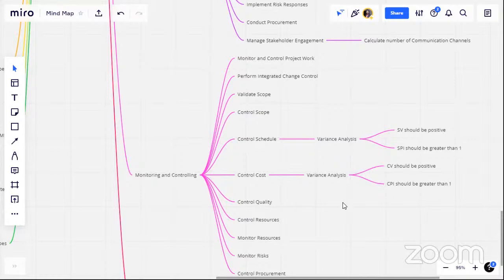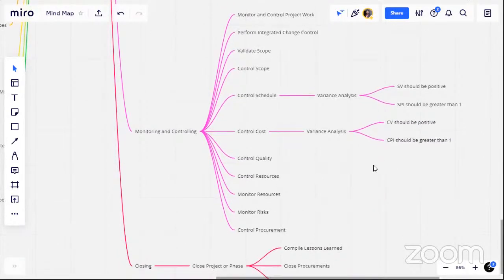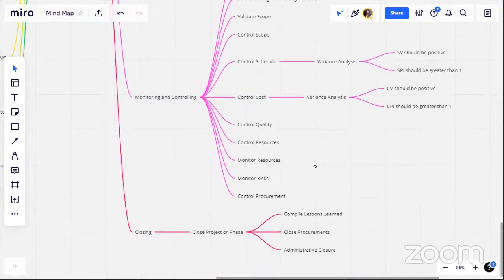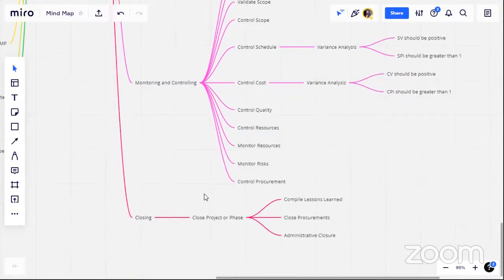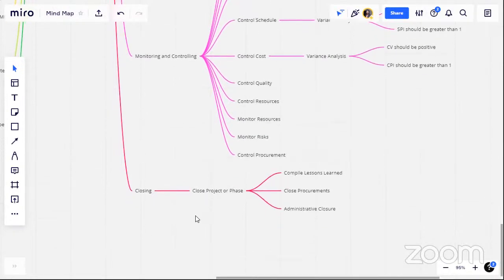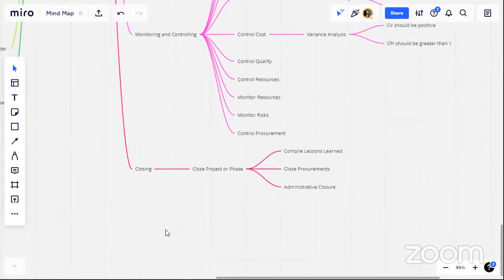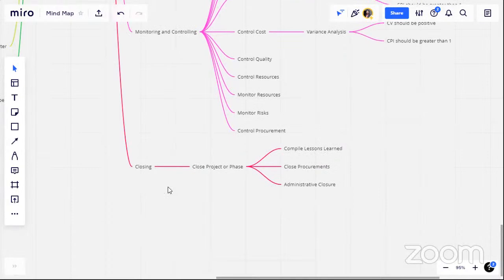We identify this by the source. So schedule variance should be positive, and SPI should be greater than 1, and similar in control cost as well. Control quality, control resources, monitor resources, then monitor risk, and then we also have control procurement here in monitoring and controlling. And the last in this is closing.